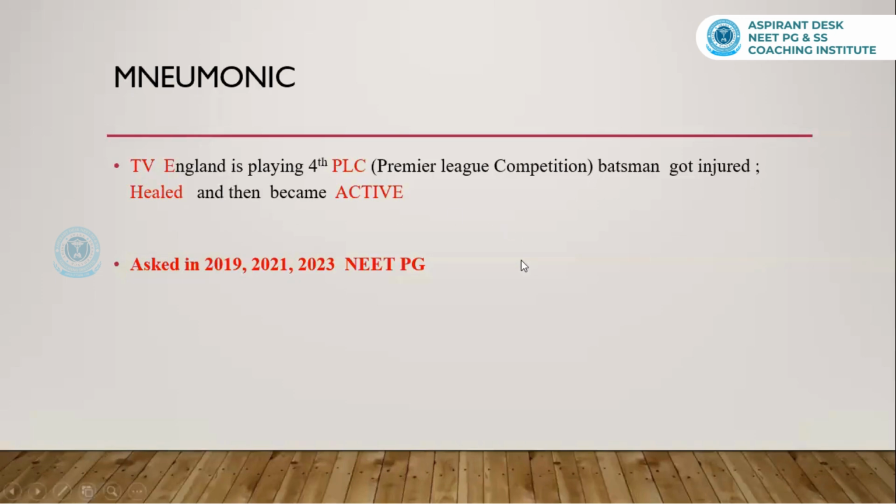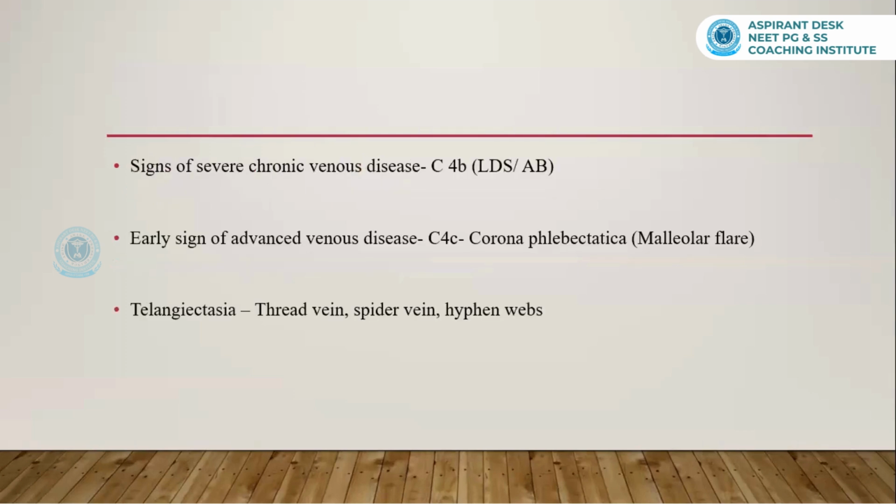So now we will see the next thing. This CEAP classification was asked previously in the 2019, 2021 and 2023 NEET PG exams. Signs of severe chronic venous disease is C4B.